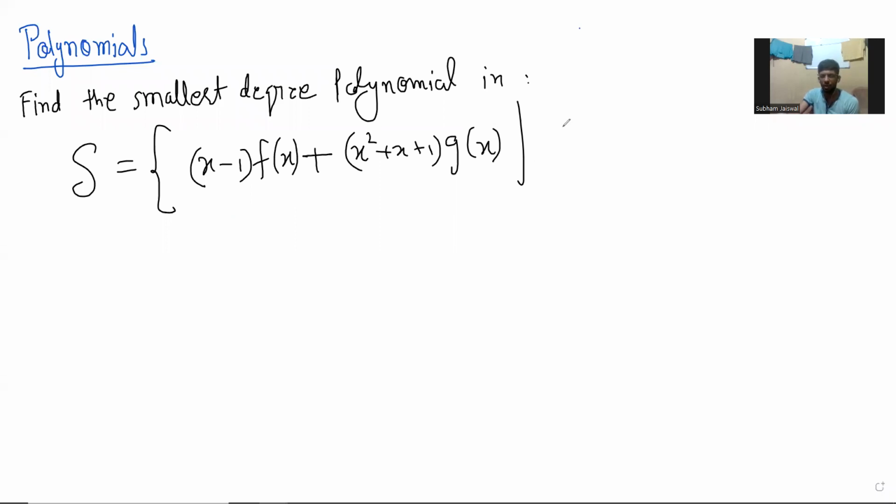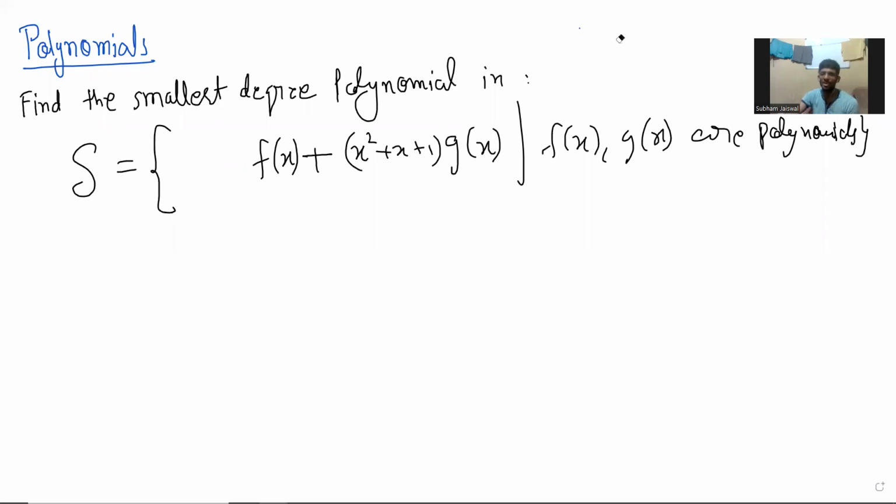And so what should I say? I'll just say that f(x) and g(x) are polynomials. More accurate things can be said and so on, but for us, good enough. Find the smallest degree polynomial that you can get, but I think this is not a good question because x minus 1 is already degree 1. You cannot get smallest, let me just say positive degree.